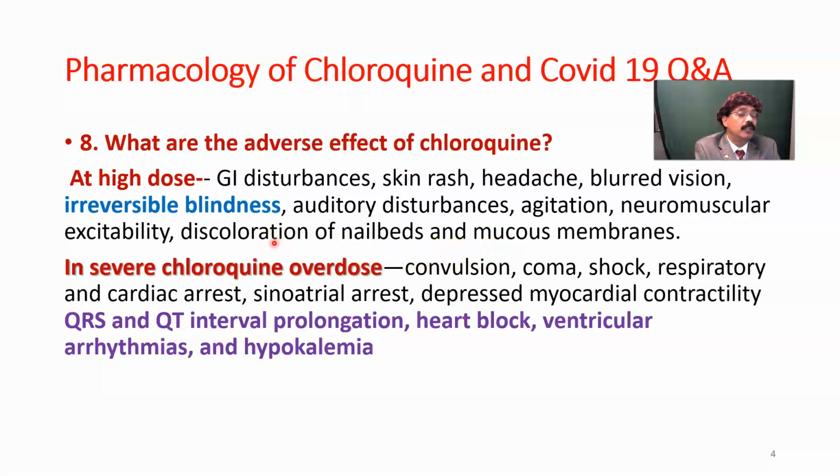This happens because the medication has an affinity for the melanocyte-producing cells of the skin and other parts of the body. In severe chloroquine overdose, there will be convulsion, coma, shock, respiratory and cardiac arrest, death, sinoatrial arrest, depressed myocardial contractility, and QRS and QT interval prolongation on the ECG. There may be heart block and ventricular arrhythmia, augmented by occasional hypokalemia.